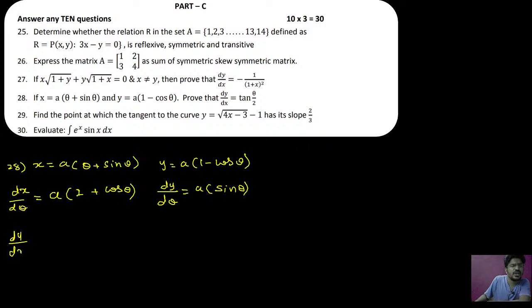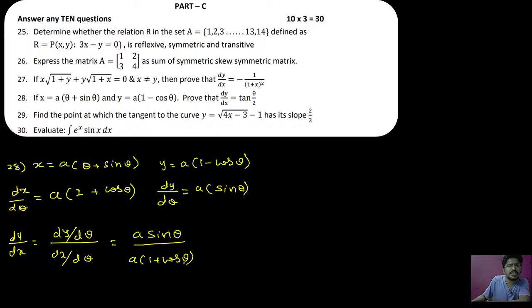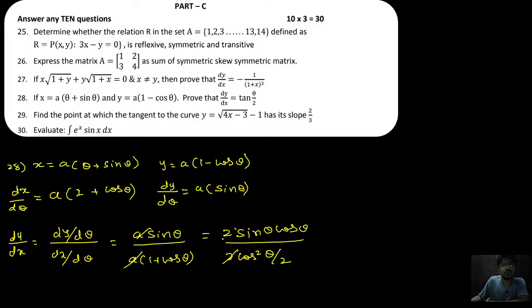Therefore, now dy by dx equals dy by d theta divided by dx by d theta. What is dy by d theta? A sine theta. What is dx by d theta? A times 1 plus cos theta. So you can cancel a and a. Sine theta you can write as 2 sine theta by 2 cos theta by 2, and 1 plus cos theta you can write as 2 cos square theta by 2. So 2 will get cancelled, cos theta by 2 will get cancelled. So sine theta by 2 divided by cos theta by 2 is tan theta by 2. This is your answer.